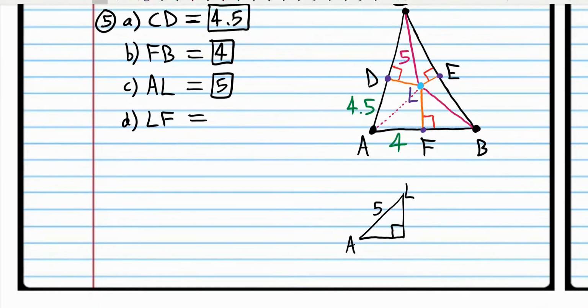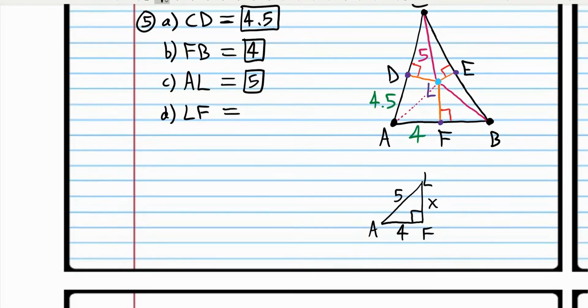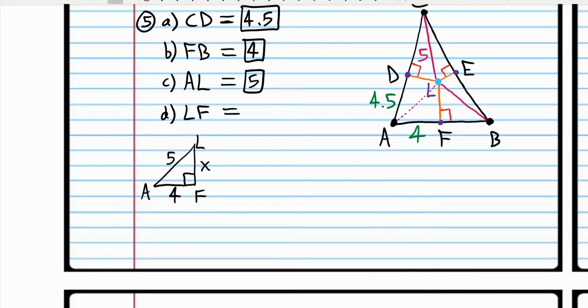And AF is 4, we know, so we have to find LF. We have to find this side, which we can call X. In order to find that side, we have to use the Pythagorean theorem. And the reason we can use the Pythagorean theorem is because we have a right triangle. Remember, you cannot use the Pythagorean theorem unless you have a right triangle.